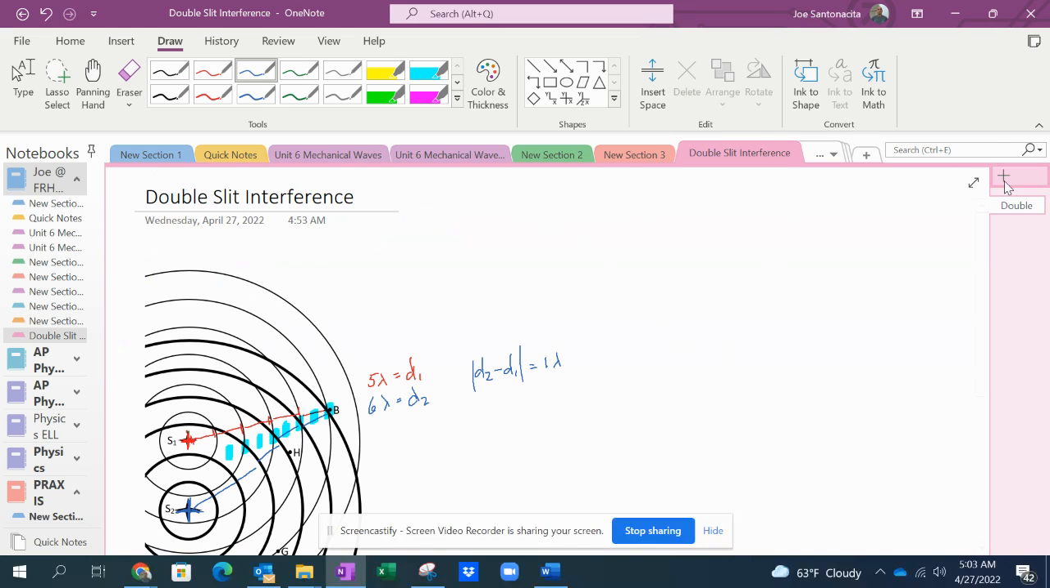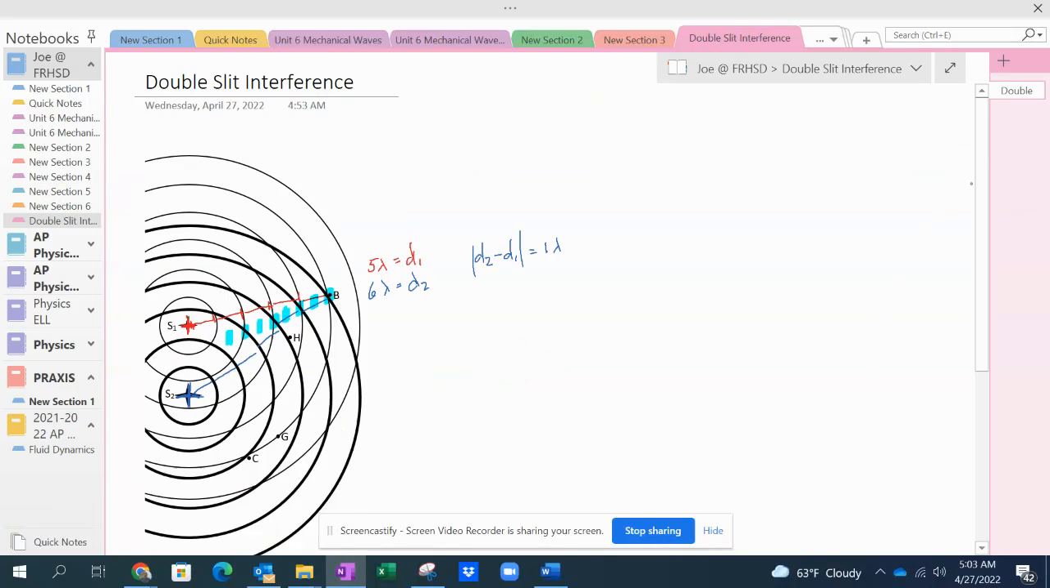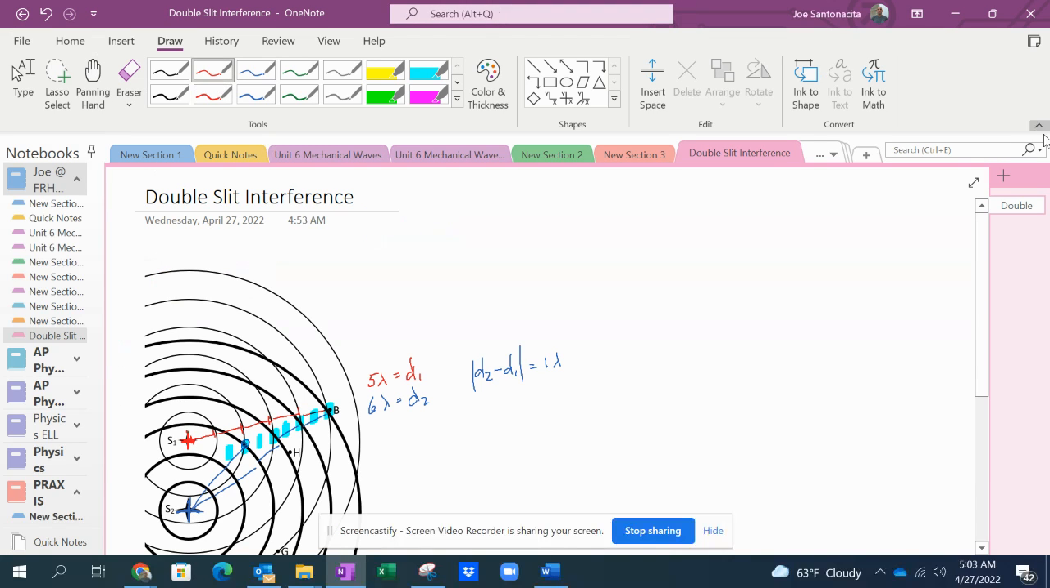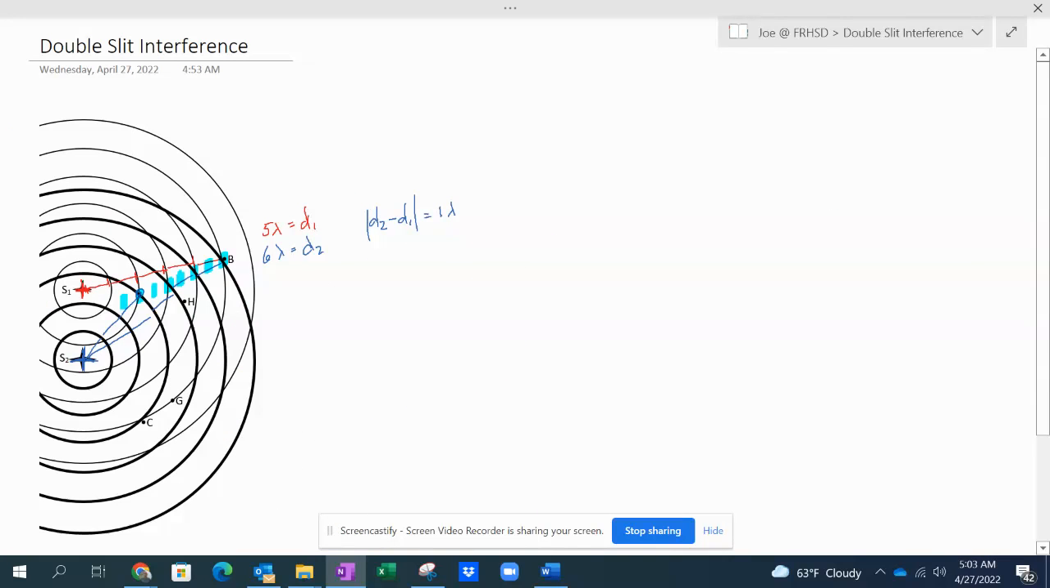Just for a quick example to show you this, if I pick this point here, I would have 1, 2, 3 wavelengths from S2, and then 1, 2 wavelengths from S1. So D1 would be 2 wavelengths, and then the distance for S2, which I drew in blue, but I'm writing here in red, is 3 wavelengths. Again, ultimately D2 minus D1 will give you 1 wavelength, and you will have constructive interference.